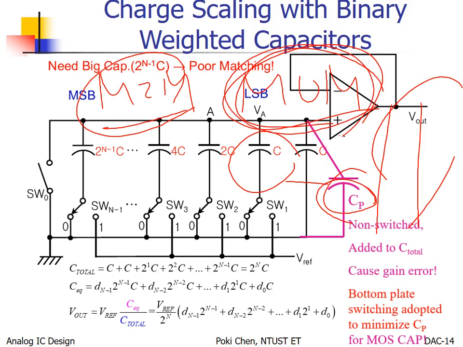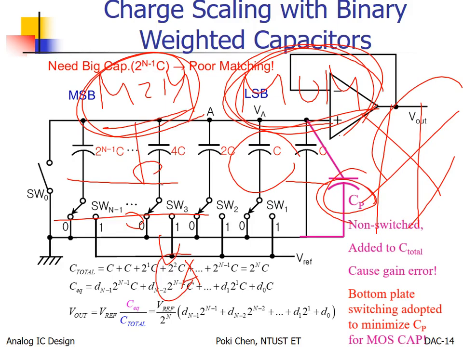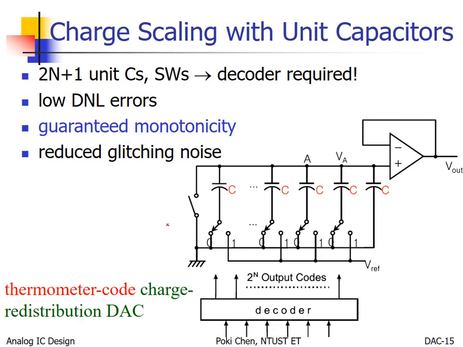If not, if you still have such kind of MIM, horizontal plate instead of vertical plate, then this should be VA instead of that. Bottom plate, you have top plate, bottom plate. You need to apply bottom plate to be switchable. Don't switch your top plate. Why? You can do your layout and check. If you switch bottom plate, you will get less CP. If you switch that one, you will get larger CP between this and your ground. Okay, that's it.